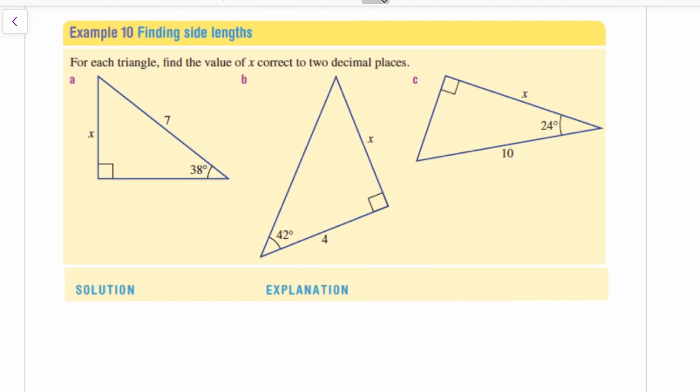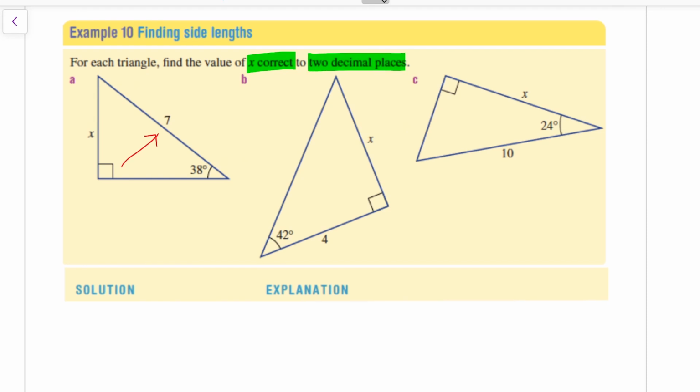These are your more classic type of questions. This is probably what you're going to see more of in your test. This is now applying what you had to do yesterday. Label your triangle first. So they're asking us to find the value of x correct to 2 decimal places.